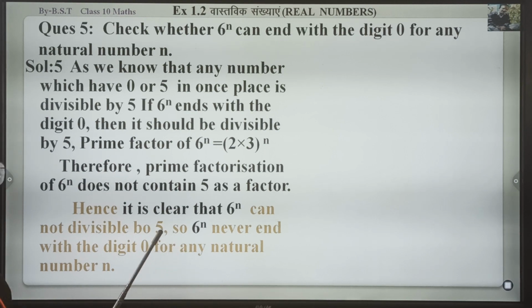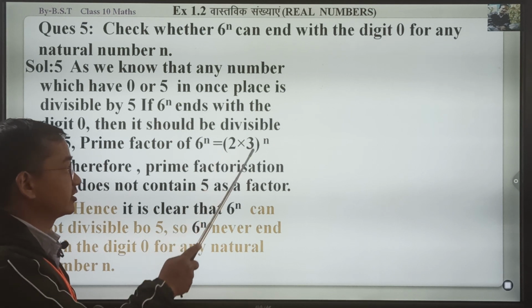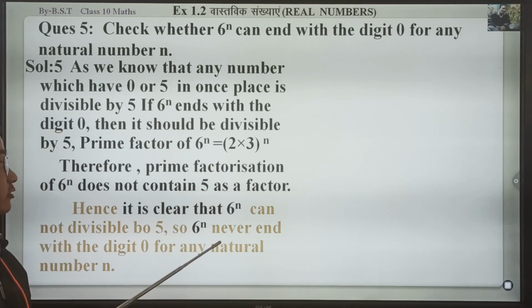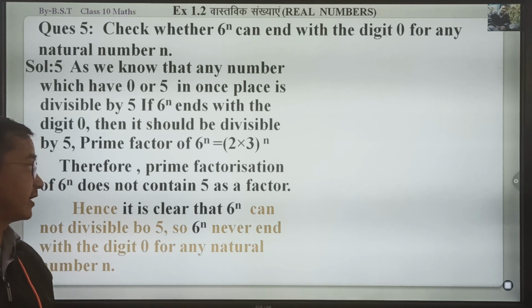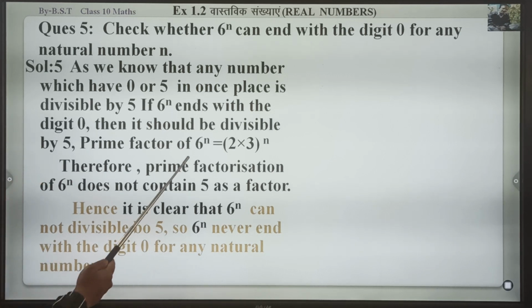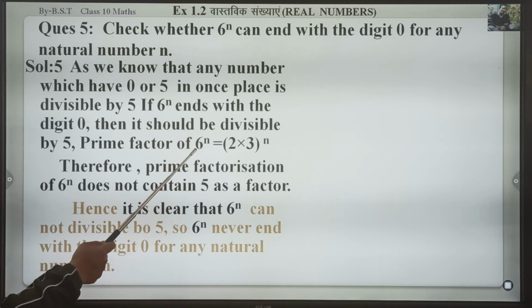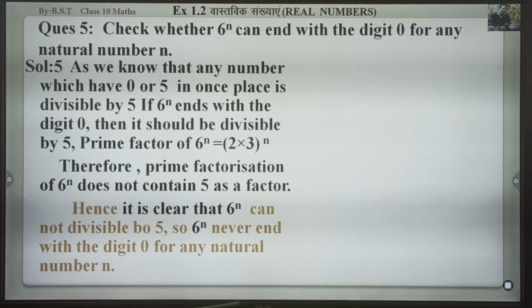स्टूडेंट्स आप समझ गए होंगे इस चीज़ को. अगर किसी भी नंबर्स के जब हमने फैक्टर्स किए हैं तो फैक्टर करने के बाद 2 और 3 आया इसका. जब 2 और 3 है तो इसका मतलब 5 इसका फैक्टर ही नहीं है, तो ये 5 से इसको डिवाइड नहीं कर पाएगा. If this number is not divisible by 5, then it means there is no 0 and 5 in the one's place. So we can say that 6 की power n can never end with digit 0 in the one's place for any natural number n.